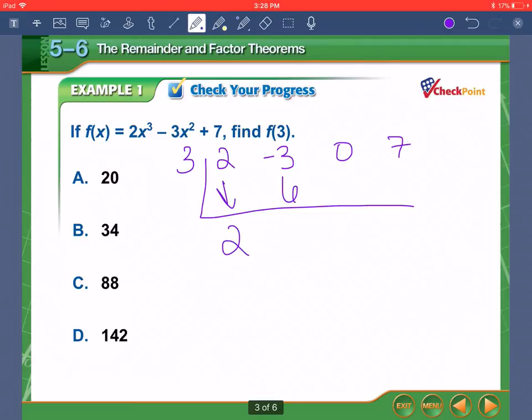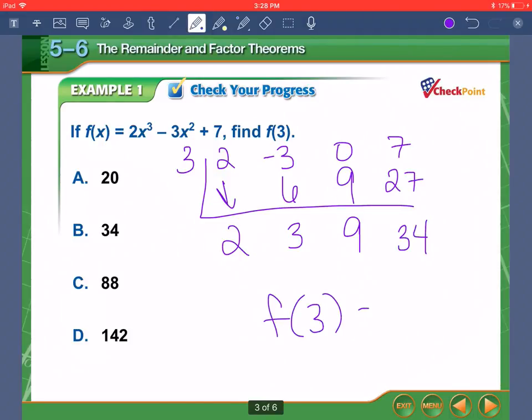Now I'll add negative 3 plus 6 is 3. I'm going to multiply 3 times 3 is 9, and then I can add 0 plus 9 is 9. Now I can multiply 3 times 9 is 27, and then add going down, 7 plus 27 is 34. So f of 3 is actually 34.